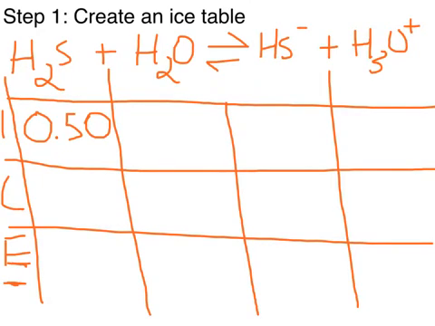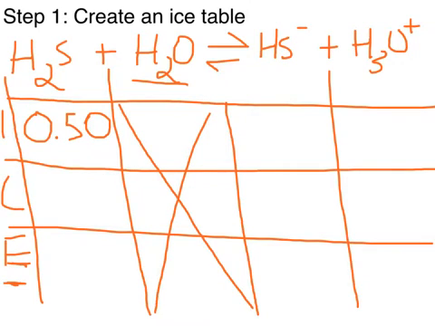Now I will say this, liquids such as water are never included in the information in the ice table, so we can basically draw a line through that area right there. We won't be using it. And also, we know that we started with a 0.50 molar concentration of H2S, which means we have 0 of these to begin with. And that will always be the case unless it tells you otherwise in the question.